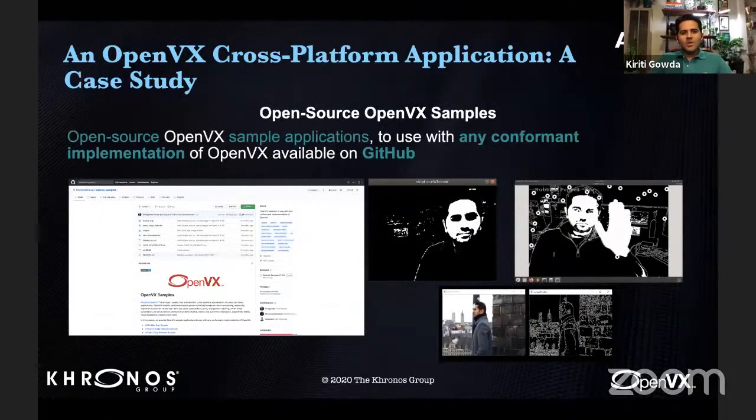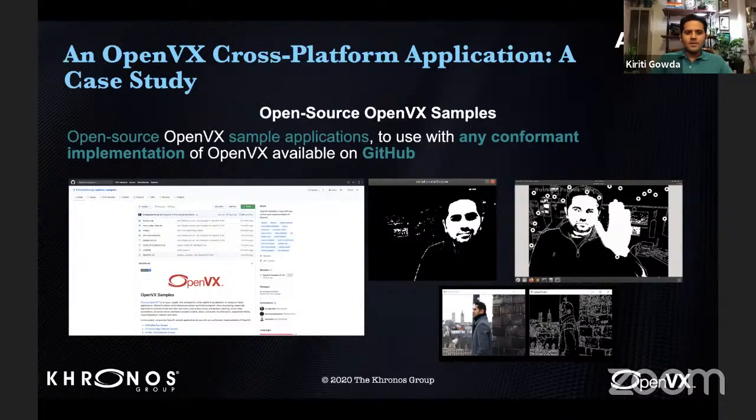And with that, let's go into a case study today. So let's look at what an OpenVX cross-platform application looks like. What we did as a working group is we created open source samples. So we put together a few samples on GitHub where anybody can download any conformant implementation from the internet, build it, link this application, and then run it. I'll provide the link at the end of the slides, or I'll make it available so that you guys can download it.